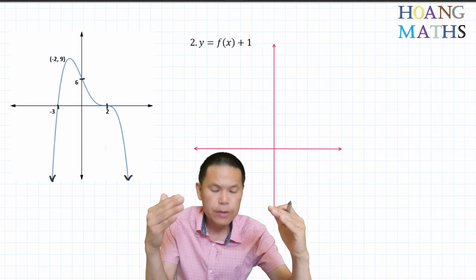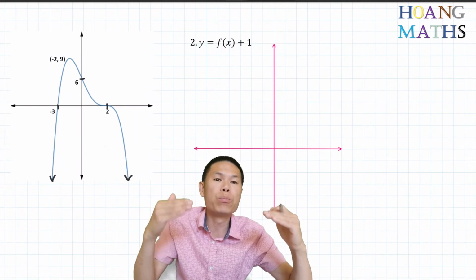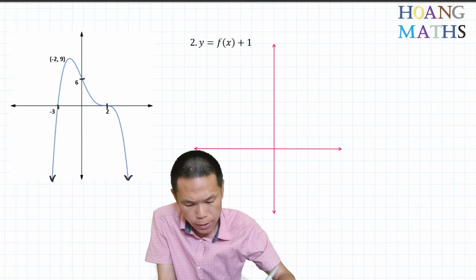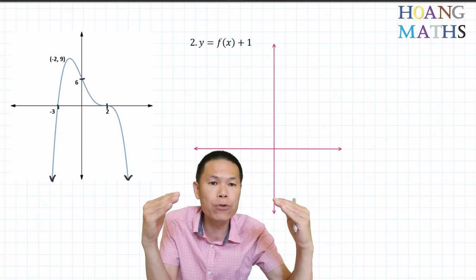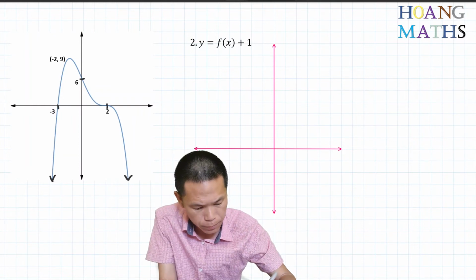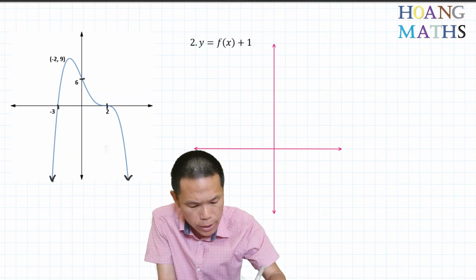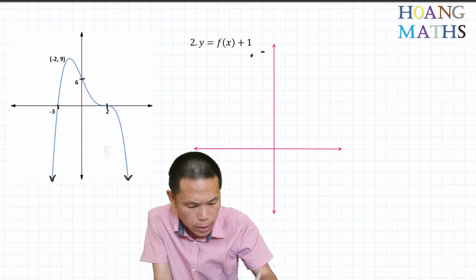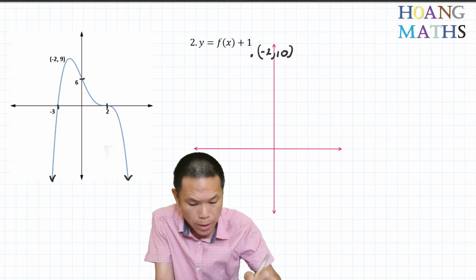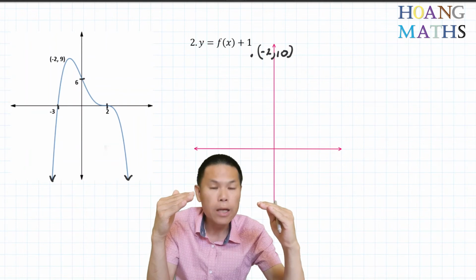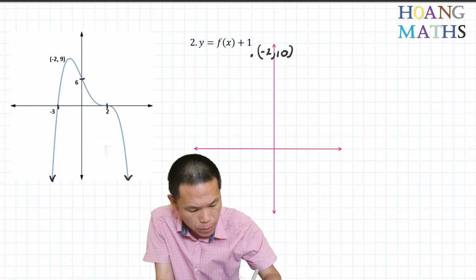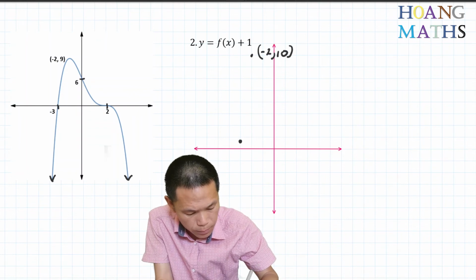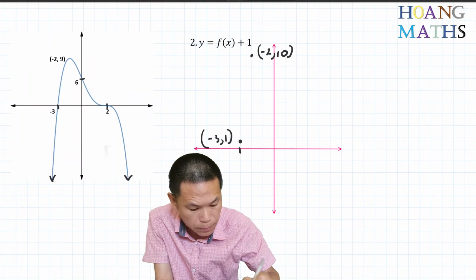Second one. So f of x plus 1. You just move 1 unit up. That's all. So the turning point at negative 2, 9 becomes negative 2, 10. So I just write negative 2, 10 roughly here, okay? And the x-intercept, negative 3, 0, move 1 up. So this is here somewhere, roughly. So this is negative 3, 1.